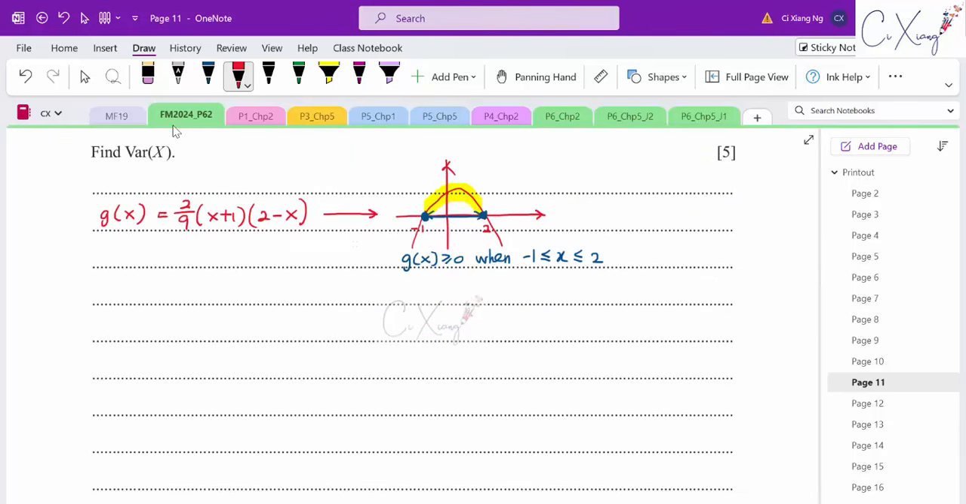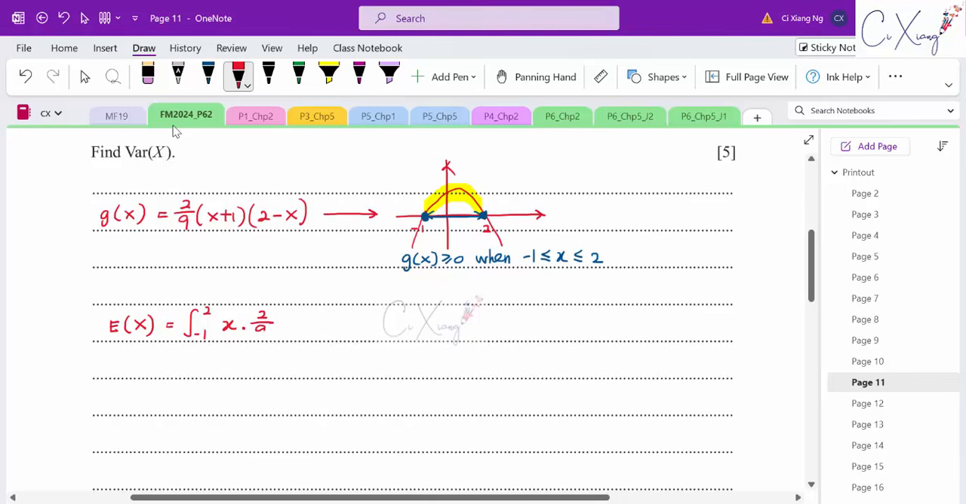Before I can get the variance of x, I need the expected value of x first. What is the expected value of x? You need to integrate over the domain, multiplying x together with the function g(x) before your integration. Again, 2 over 9 is a constant, so I prefer to take it out. So I have 2x plus x squared minus x to the power 3. From here, I start my integration.